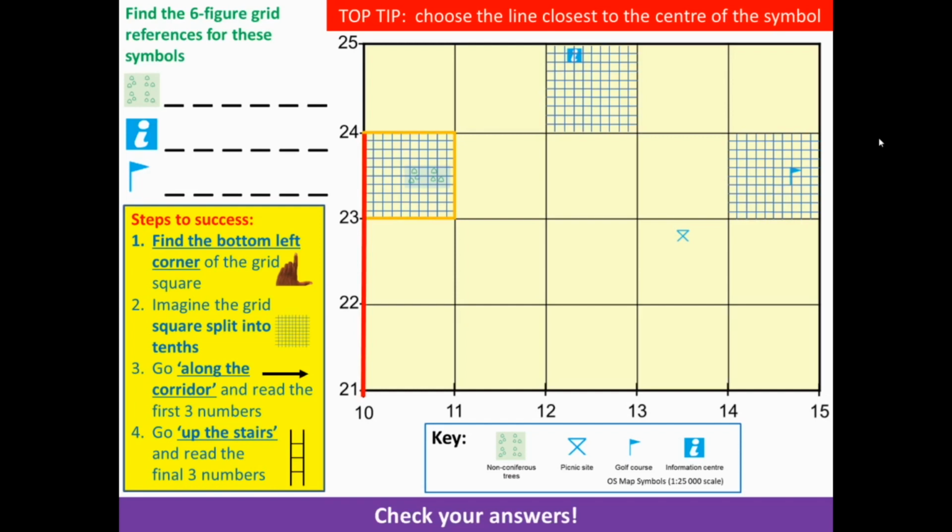So the first two digits are 10. That's going along the corridor. And digit 3, we're using our tenths lines, is around about number 7. So 107. And the final 3 digits are 23, and finally number 5. So I always find that the best thing is if your trees, non-coniferous trees, as they do here, take up more than one grid line, then try to aim for the centre of the symbol.